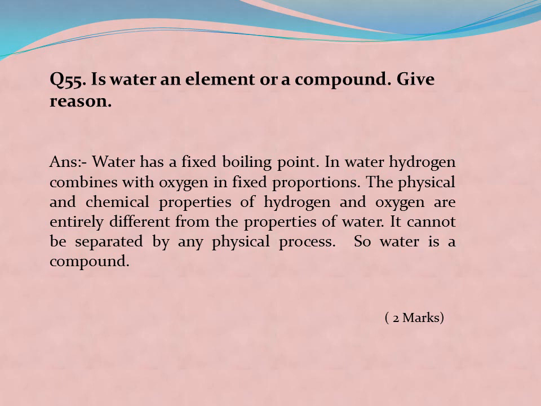Question number 55. Is water an element or a compound? Give reason. Answer. Water has fixed boiling point. In water, hydrogen combines with oxygen in fixed proportions. The physical and chemical properties of hydrogen and oxygen are entirely different from the properties of water. It cannot be separated by any physical process. So, water is a compound.